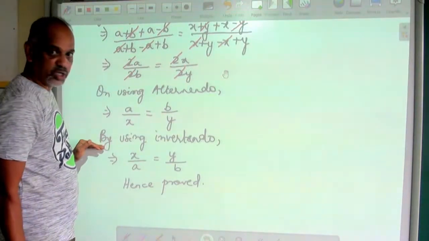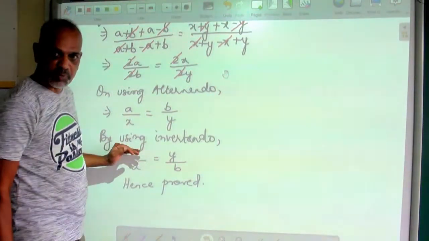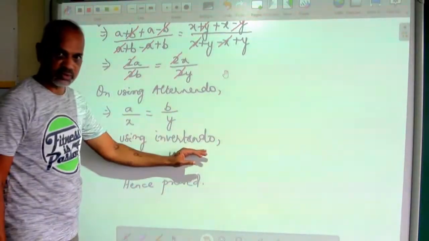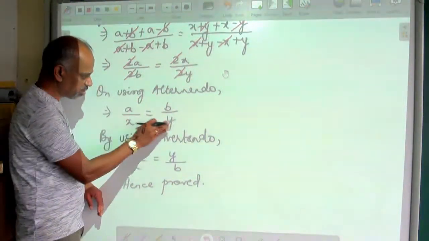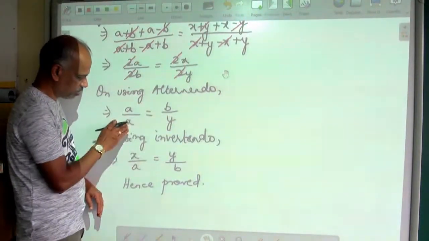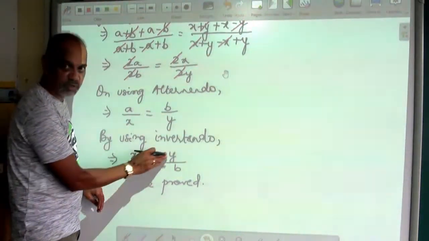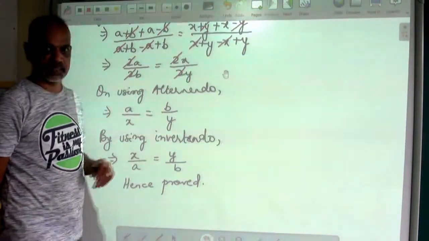Therefore, we are going to use the last property of proportion, which is invertendo. So if you use invertendo, this will go up, this will come down, this will go up, this will come down. So it becomes x by a is equal to y by b, which is what is required.